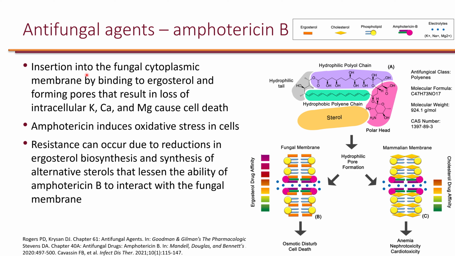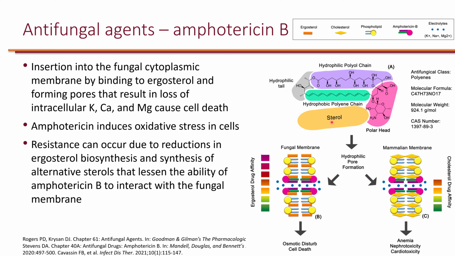Amphotericin B works by insertion into the fungal cytoplasmic membrane by binding to ergosterol and forming pores that result in the loss of intracellular potassium, calcium, and magnesium, which can cause cell death. In addition, amphotericin can also induce oxidative stress. So these are all good for killing fungal cells, but these are also key in a lot of the adverse effects that are associated with amphotericin B, including electrolyte wasting. This can also happen to the kidneys, so a lot of nephrotoxicity from amphotericin B.